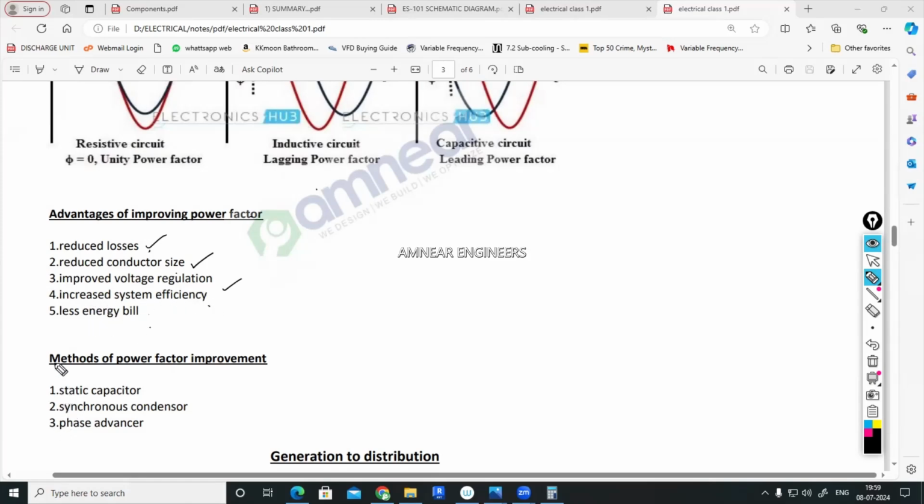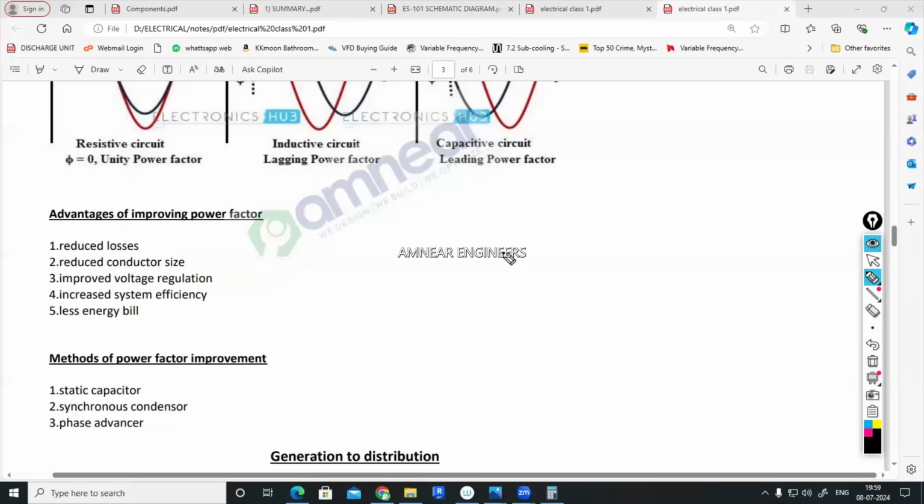You know, we cannot reduce the reactive power, we can only compensate it. For compensating the reactive power, that is, for improving the power factor, we are using a capacitor or capacitor banks. Actually, we have different methods for power factor improvement: static capacitor, synchronous condenser, phase advancer. Out of them, generally we use a static capacitor or capacitor bank. Then this capacitor can be used in various methods or types.